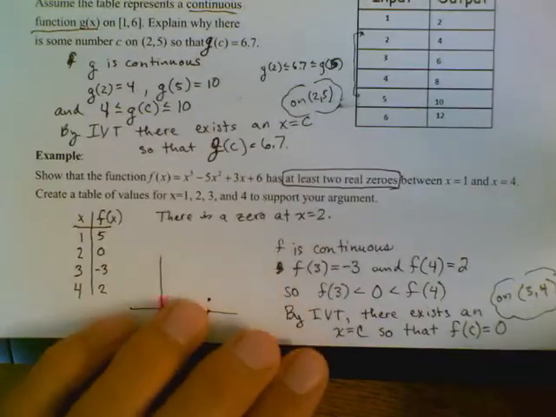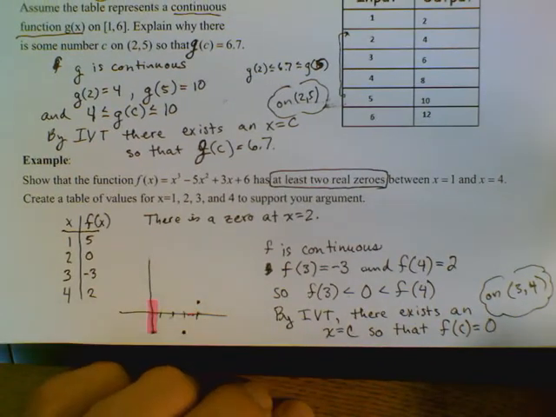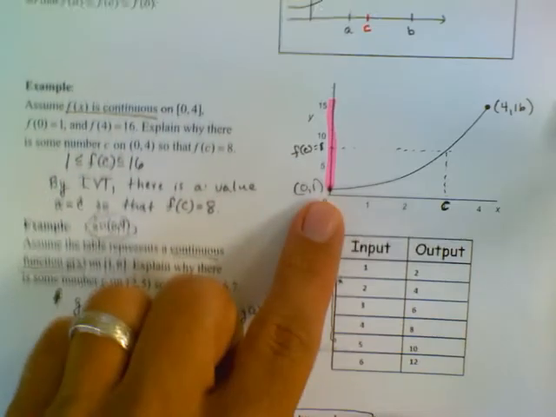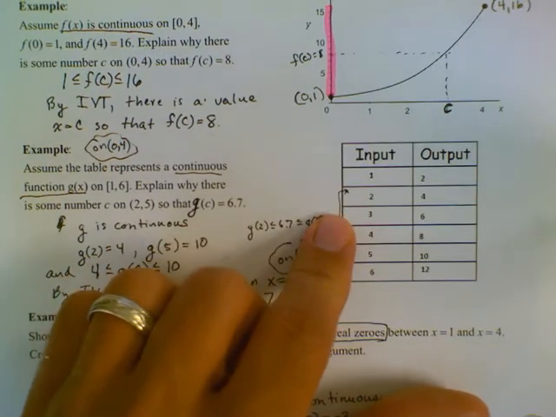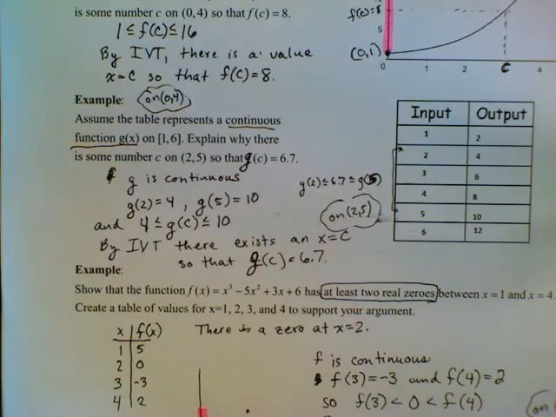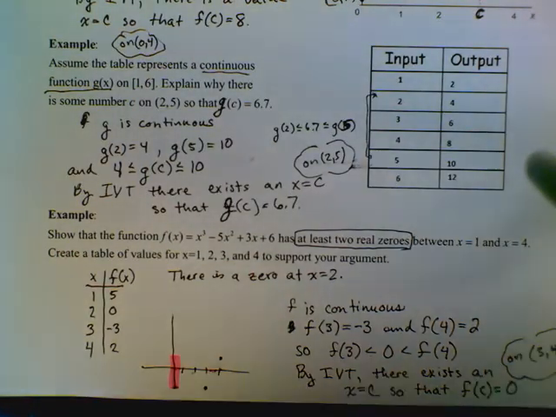So I've done my best to give you the intermediate value theorem with a graphical interpretation, a tabular interpretation, and then one dealing with a function where you actually had to create your own table.